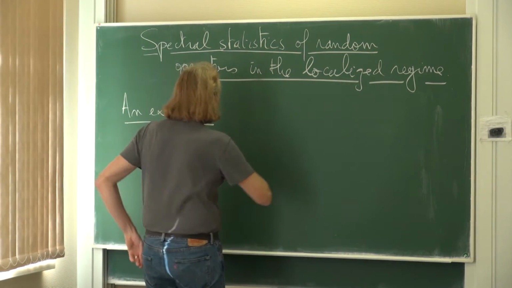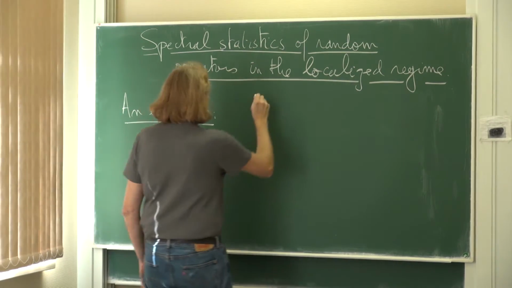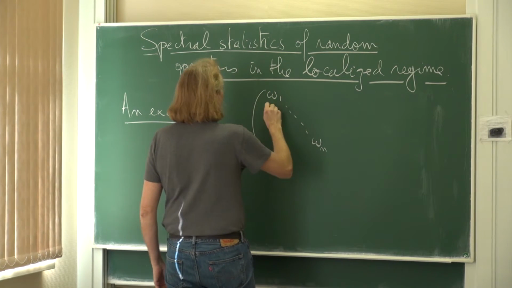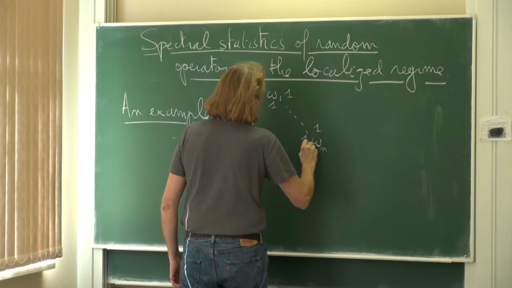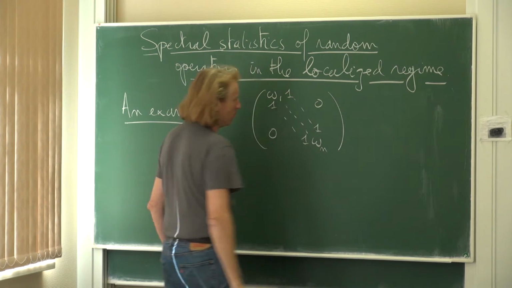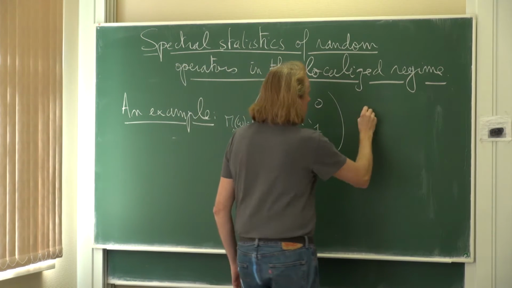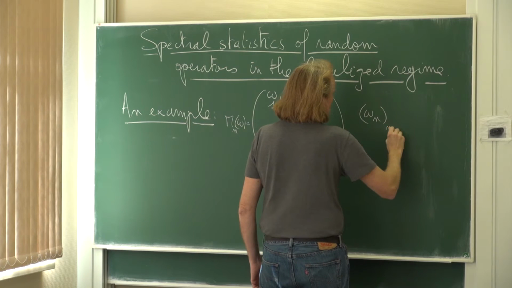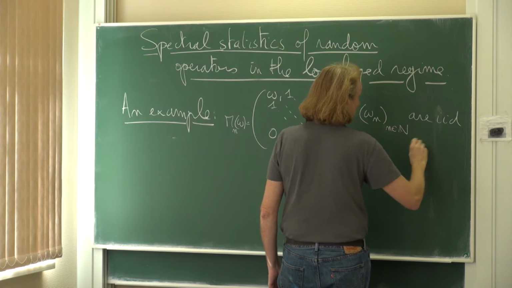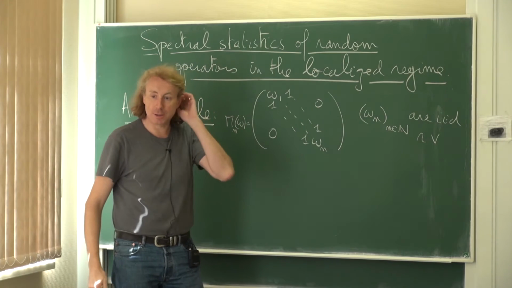It's just the following thing. Take the following matrix. I didn't give it a name, actually. Take omega 1 on the diagonal, up to omega n. And off the diagonal, the lower and upper off-diagonals are 1s, and the rest are 0. Let me call this matrix Mn of omega. And what are the omegas? Let's say that the omega n's for n integers are IID random variables. IID means independent and identically distributed.